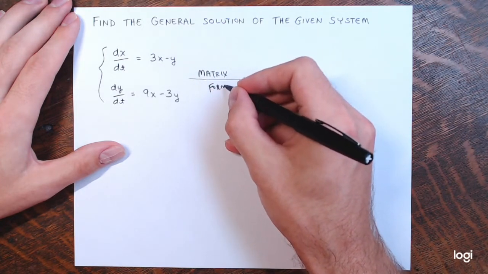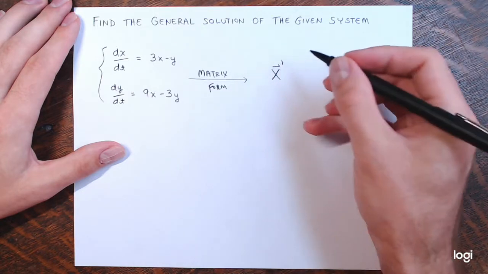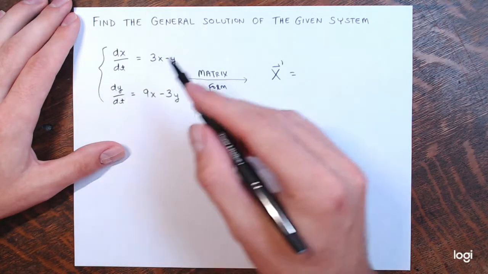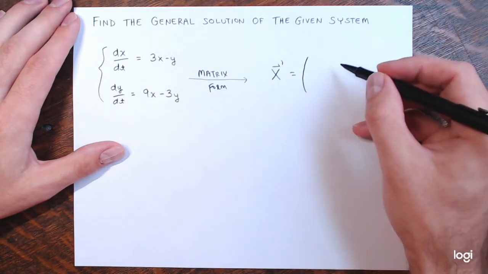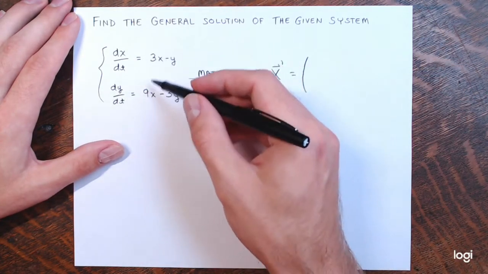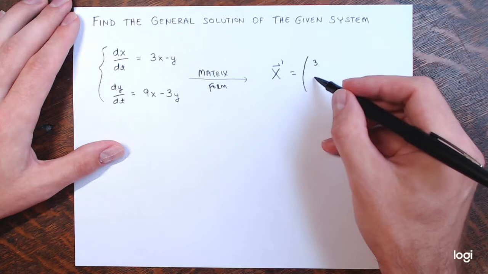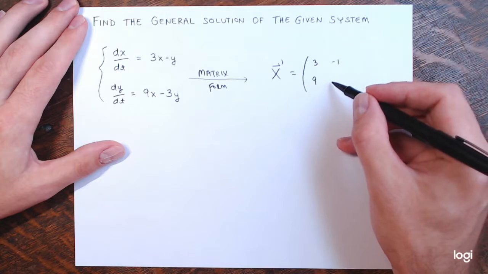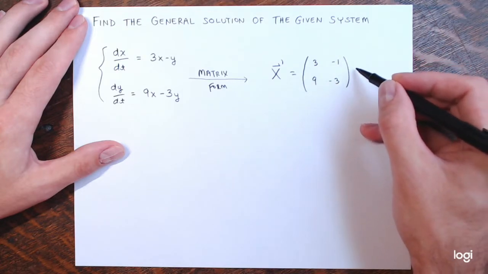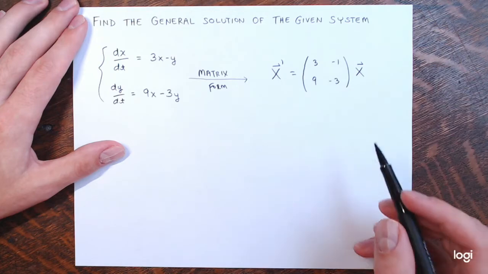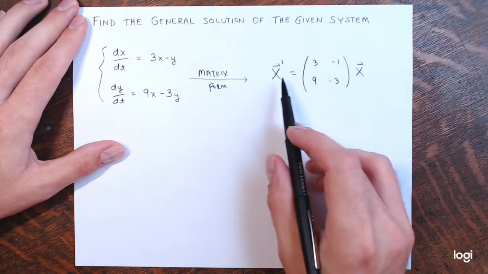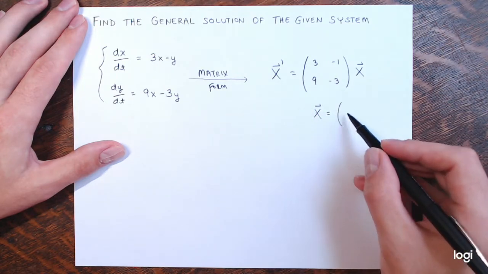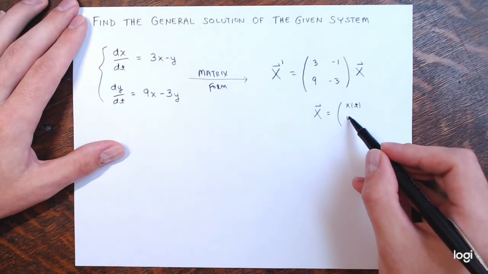In matrix form, this will look like this: vector x prime, which has the components x prime, y prime with respect to t, equals a matrix of coefficients of x and y, and I'll put them in that order. The coefficients of x go down the first column, so 3 and 9. The coefficients of y go down the second column, -1 and -3, times vector x. And we're trying to find vector x that makes this true, where vector x has the functions x of t and y of t for components.